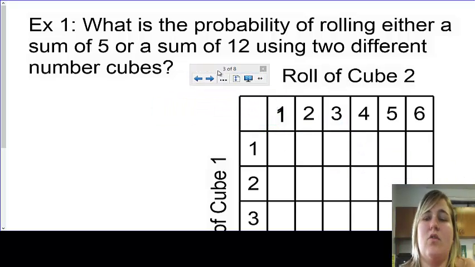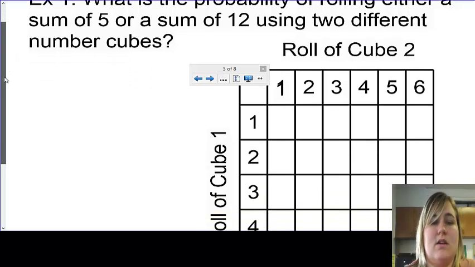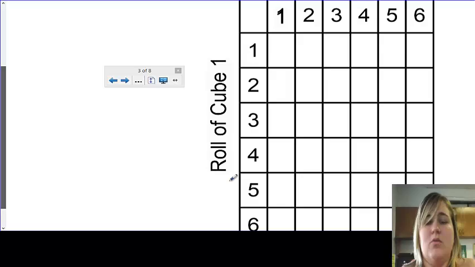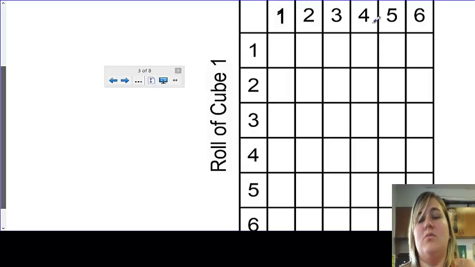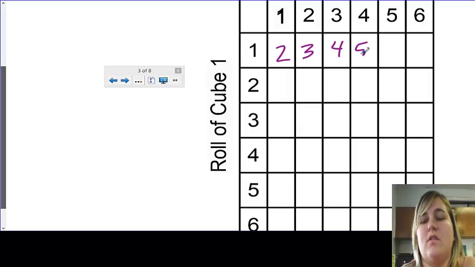What is the probability of rolling either a sum of 5 or a sum of 12 using two different number cubes? Okay, so we're talking about sums here, which means I have cube 1 and cube 2. So I need to know the sum. If I roll a 1 and a 1, I would get a 2. A 1 and a 2, I would get a 3 for my sum. So I can just fill those in.